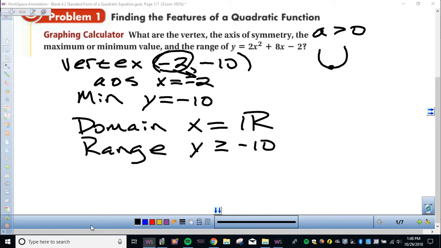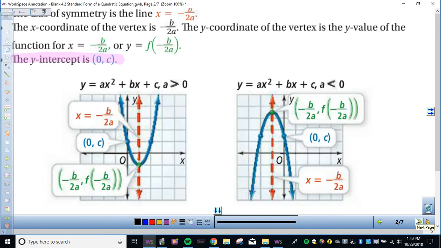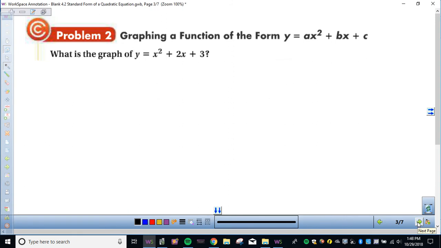Yeah, that is standard form, ax squared plus bx plus c. Okay, the only thing I want from this whole slide is this right here. Y-intercept is 0, c. You don't need any of this other stuff. So y-intercept is 0, c. Now we're going to do this by hand. So graphing it by hand.